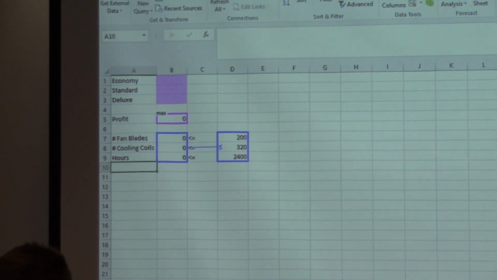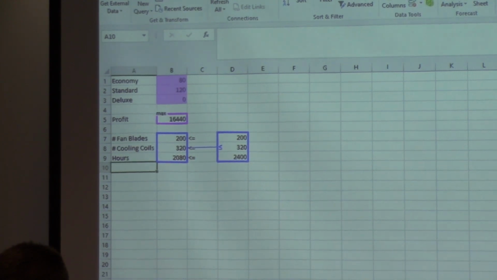And let's go ahead and solve this. There we go. So we have our solution right here, right? We have that we should make 80 economy units, we should make 120 standard units, and we should make 0 deluxe units right here. All right?